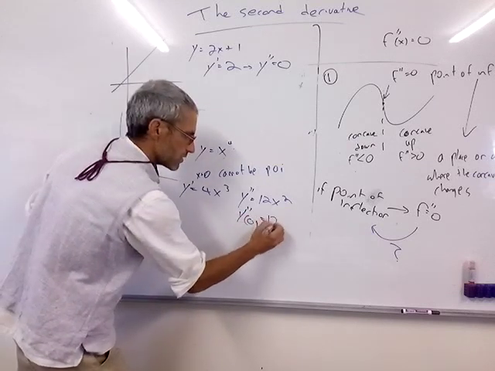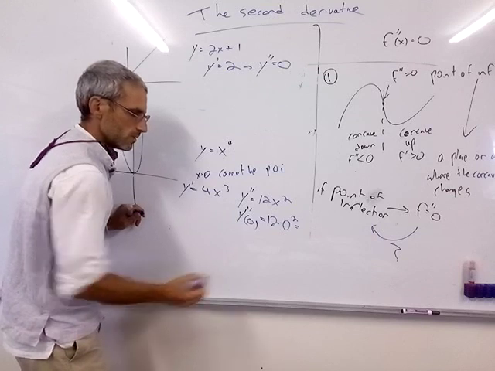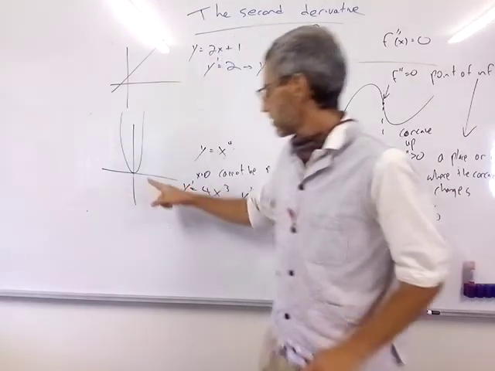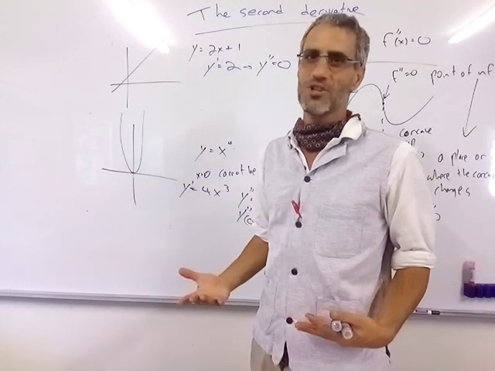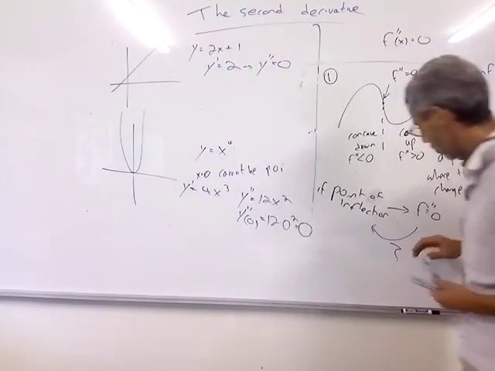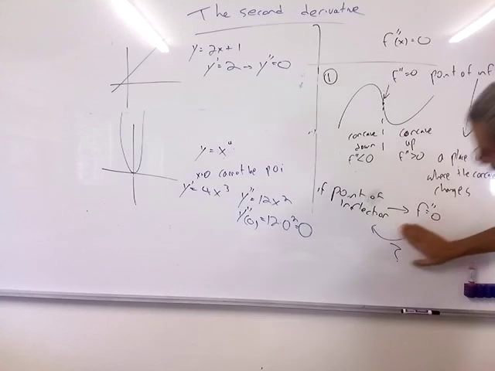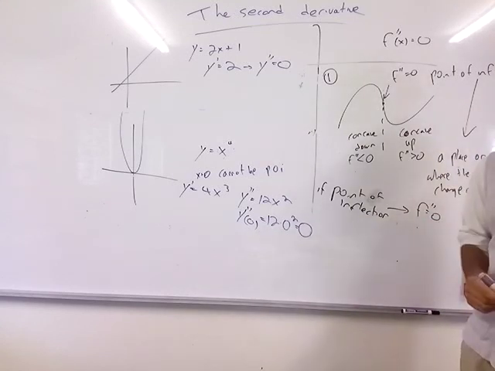Can you see where it's going? How much is it? 0. So we found a point where the second derivative is 0, but it's definitely not a point of inflection. So we showed that this is wrong. A point of inflection means that the second derivative is 0, but the other way around doesn't work. Second derivative 0 doesn't necessarily mean point of inflection.